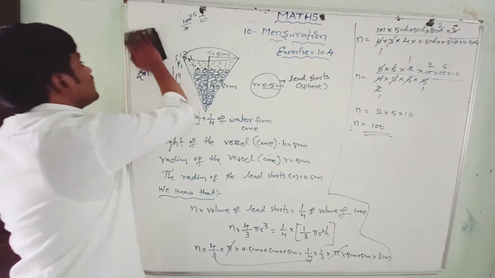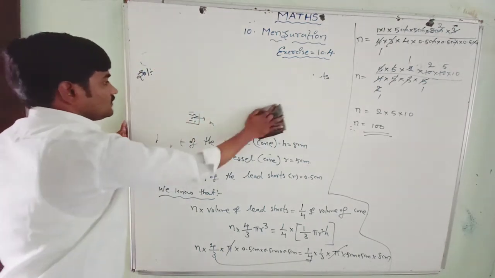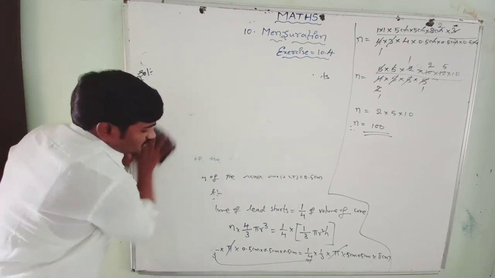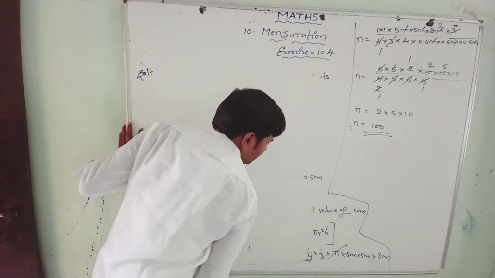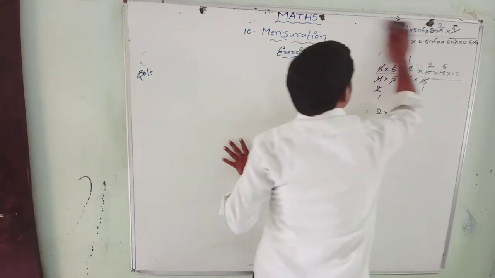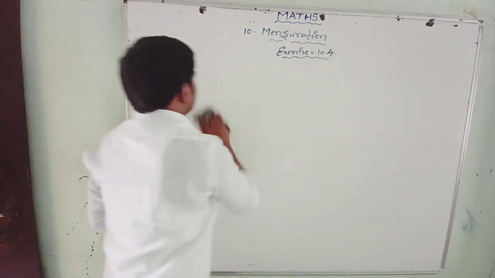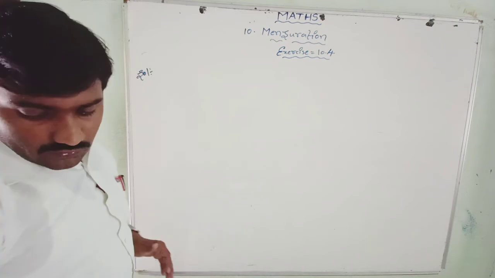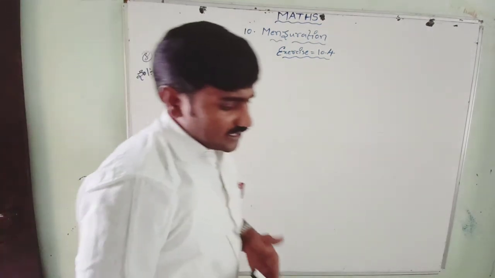Now we go for the last question of this chapter and also this exercise. Yes, the last question is again very easy, the same kind of question, based on volume conversions. So let us see that clearly. We go for question number 8. The question number 8 is here.